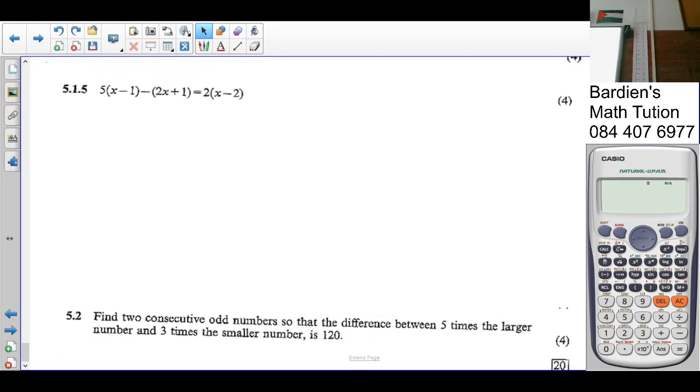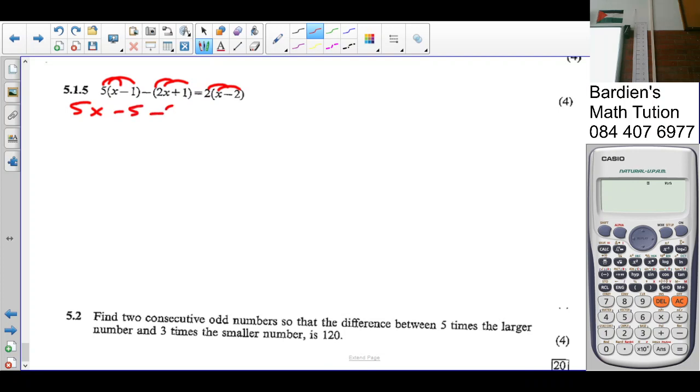What needs to be done first? Brackets, yes, get rid of the brackets. Multiply in. You get 5x. Carry on. Minus 5. Minus 2x. Minus 1, yes. Equal 2x.